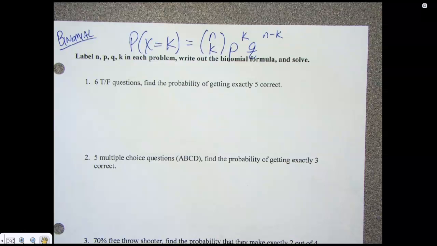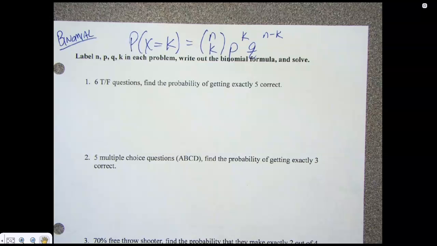Okay, so I want to talk through in general what we're doing here. This is n choose k, so for this first example, we're going to do 6 true false questions. What's the probability you get exactly 5 correct? n is your number of trials, so this would be 6 questions. k is the number of successes that we're looking for, so this would be 5 successes. p is the probability that you do succeed. So in this case, a true false, we're assuming you're just guessing. What's p in this case? The probability of success would be 0.5.